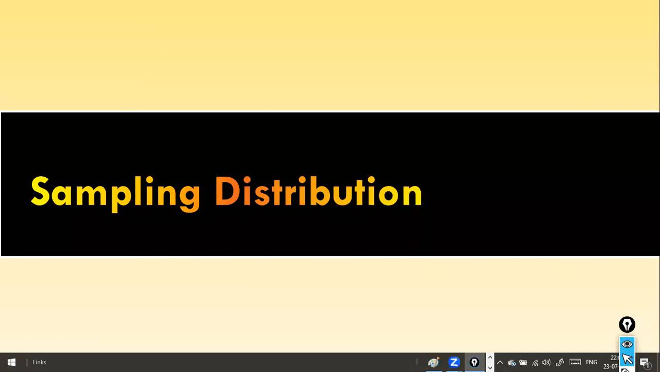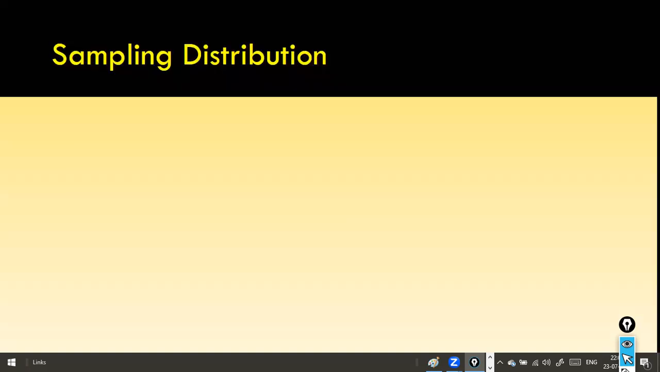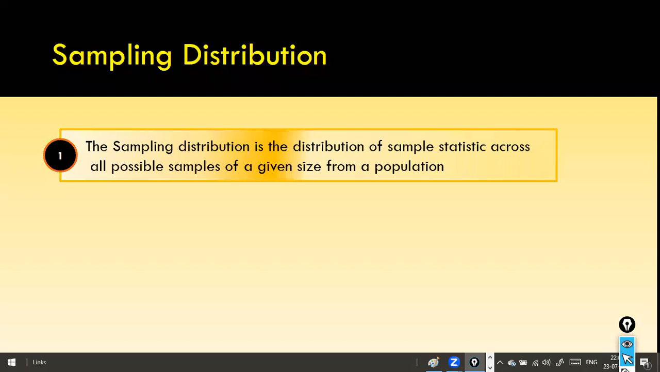Next one is sampling distribution. So far you have understood what is population and what is sample. Sample is a subset of your population. And within the sample, we have understood the various techniques so far. Now let us take a look at the sampling distribution. What is sampling distribution? It is a key concept in inferential statistics.